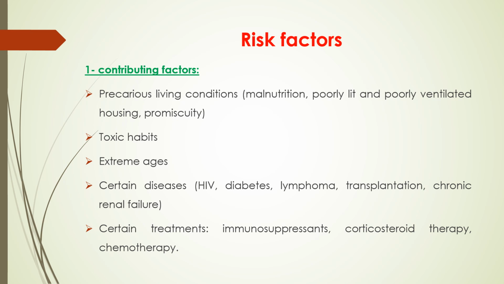So, what are the risk factors to develop the disease? We have what we call some contributing factors, like precarious living conditions, malnutrition, poorly lit, poorly ventilated housing, promiscuity, also toxic habits, and the extreme ages. Certain diseases are responsible for immunosuppression, like HIV, diabetes, lymphoma, transplantation, chronic renal failure, and also certain treatments like immunosuppressants, corticosteroid therapy if it is taken for a long time, and chemotherapy.